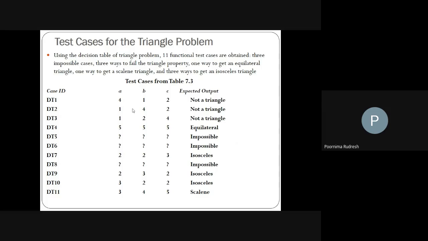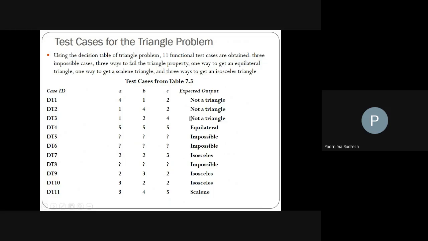So B is greater than A plus C, and hence it is not possible to construct the triangle. Similarly, for the third case, dt3, here A value is equal to 1, B is equal to 2, and C is equal to 4. Here we have to check whether C is less than A plus B. Is it satisfied? No, because A plus B is 3 and C value is 4. So that condition is not satisfied, and hence it is not possible to construct the triangle.